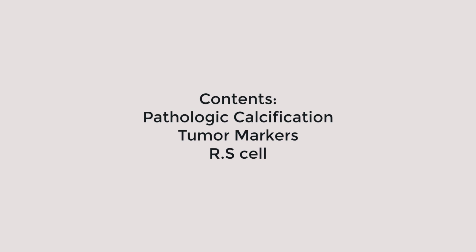In daily pathology, we'll be looking at the following topics: pathologic calcification, tumor markers, and also RS cell and its variants. So firstly, moving to pathologic calcification. Pathologic calcification is nothing but deposition of calcium salts in tissues other than the enamel or the osteoid.